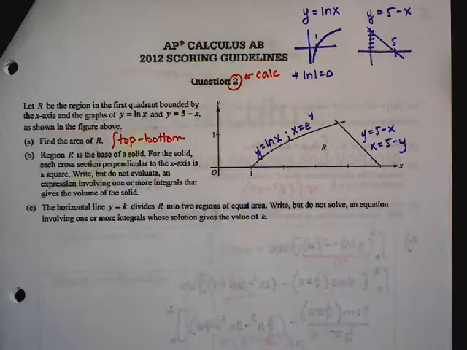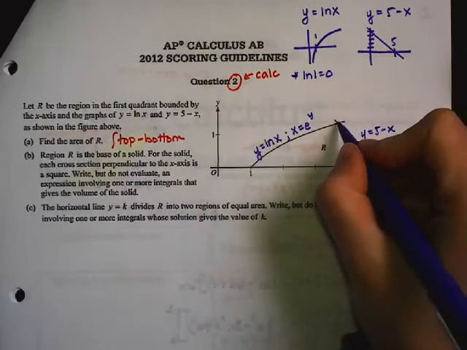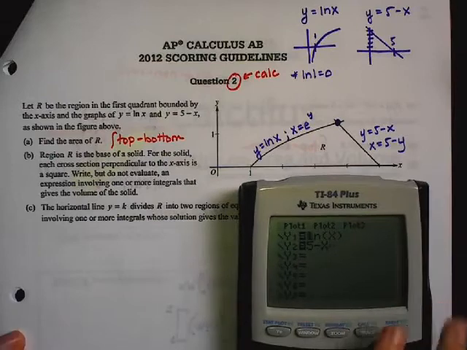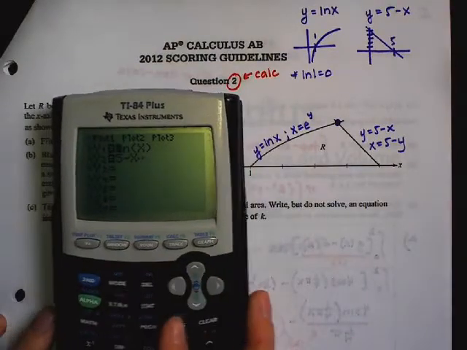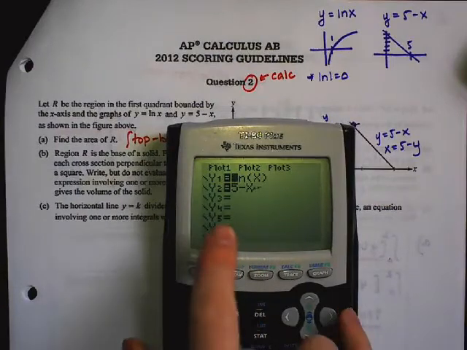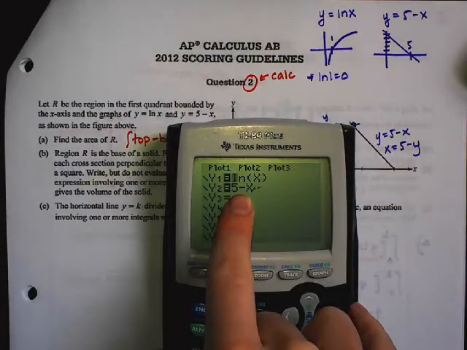Okay, I'm actually going to do part A both ways so you guys can see. But regardless, I'm going to need my bounds for my integral, which means I'm going to need to know what the x and y coordinate of this point is. So let's go into our calculator. I've already gone through and done some of this, but let me go into y equals, and let's see if you guys can see this okay. There we go. In my y equals, I have ln of x and 5 minus x.